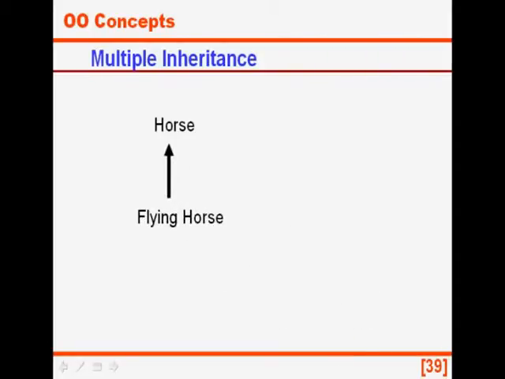Let's look at multiple inheritance. Suppose we have a class called horse, and we need to create a flying horse. One way would be to add the functionality of flying to horse. Another, easier way would be to derive its functionality from two classes, a horse and an eagle. We get the functionality of a horse from a horse and the functionality of flying from an eagle. So this leads to quicker code development.